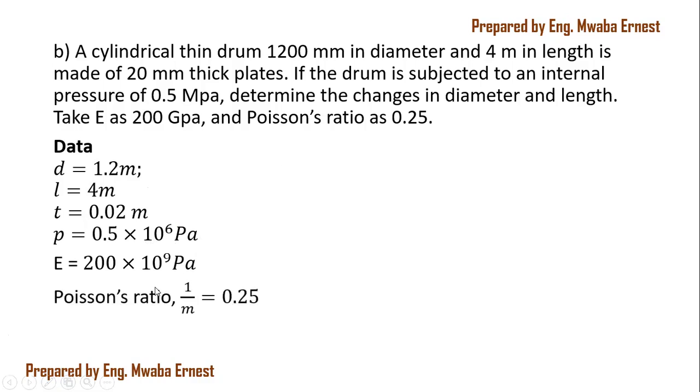Last is Poisson's ratio. Now this Poisson's ratio, in this case, we represent it like that. Or you can also say that your Poisson's ratio is mu, and then you indicate what number it is, in this case, 0.25. So that's our Poisson's ratio. And basically, that's about all the information we have in this question. And with that information, we can now get to the solution.